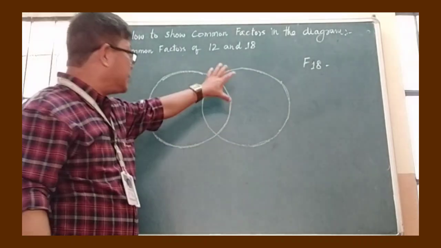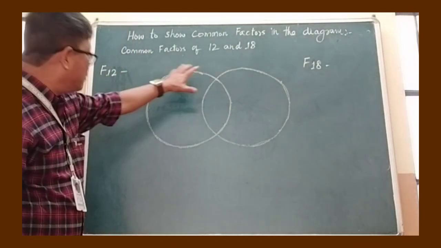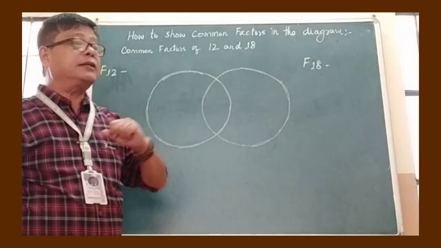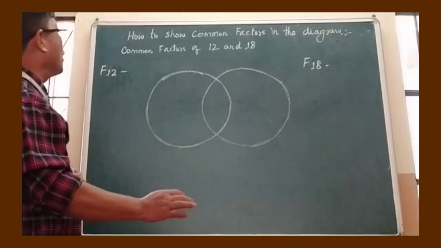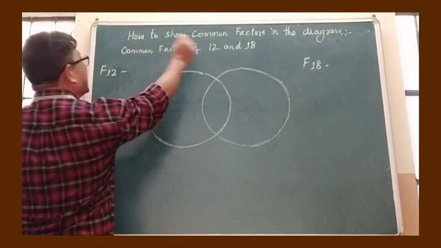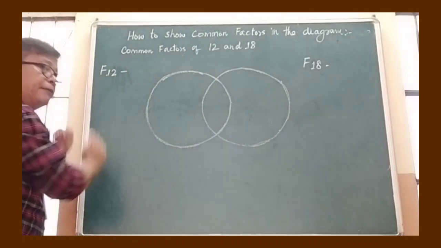So anyway, this diagram is called Venn diagram. What is the name of this diagram? Venn diagram. V-E-N-N. Before finding the common factors of 12 and 18, we have to find out the factors of 12.